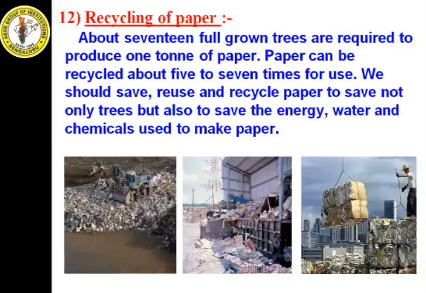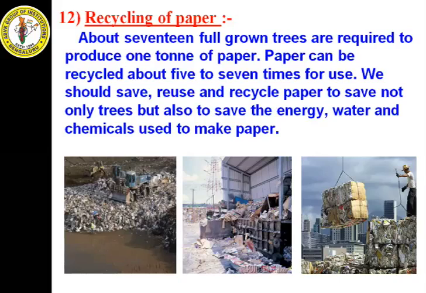Next you have recycling of paper. About 17 full-grown trees are required to produce 1 ton of paper. Paper can be recycled about 5 to 7 times for use. We should save, reuse and recycle paper to save not only trees but also the energy, water and chemicals used to make paper. So here, about 17 full-grown trees, the trees which are completely grown, are taken to produce 1 ton of paper.